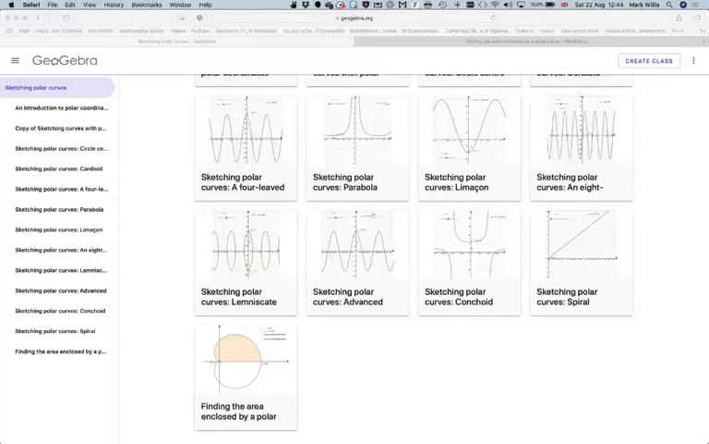Hi, in this video we're going to look at finding the area of an enclosed polar curve.